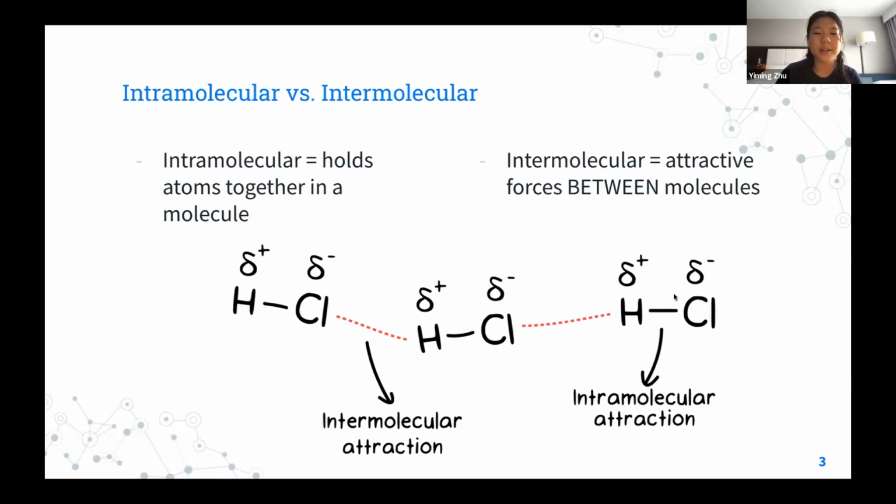In this picture down here, you can see that these hydrogen-chlorine, or hydrochloric acid, molecules have interactions between the molecules in the substance, but they also have an interaction between the actual atoms. Over here, you can see that this molecule of hydrochloric acid and this molecule of hydrochloric acid are interacting, while the hydrogen and the chlorine within each one are also interacting.